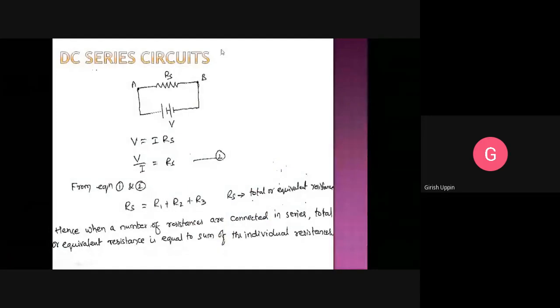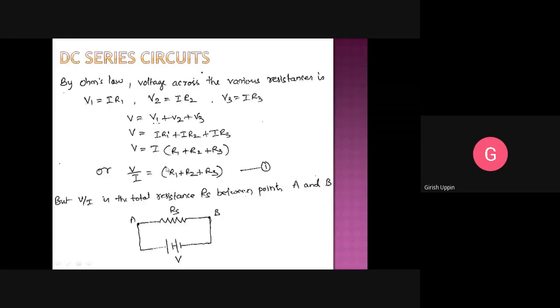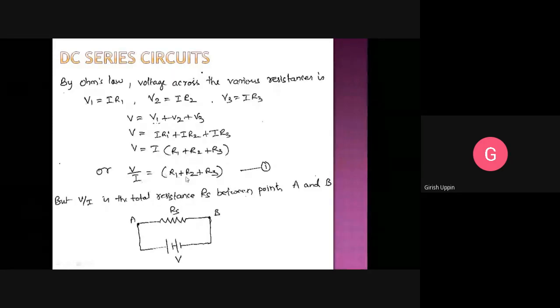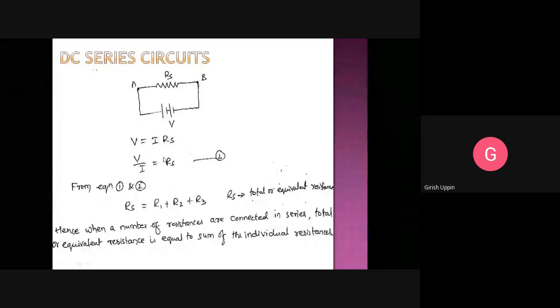If I apply Ohm's law to this new circuit, what do I get? V is equal to I into RS, or V by I is equal to RS. This is the same voltage, 100 volt. This is the same current, 5 amperes. Then I will get V by I is equal to RS. Now, earlier we had equation 1 and equation 2. So we can compare. RS is equal to R1 plus R2 plus R3, because here also V by I is equal to R1 plus R2 plus R3. Here V by I is equal to RS. Therefore, RS is equal to R1 plus R2 plus R3.